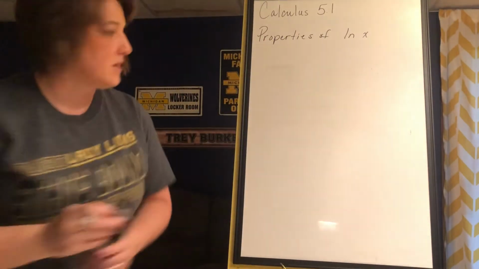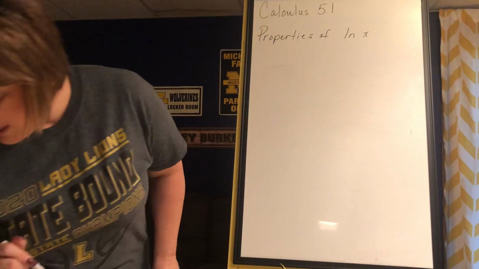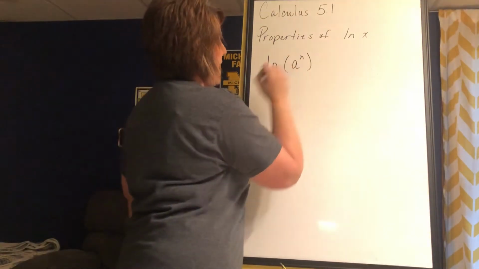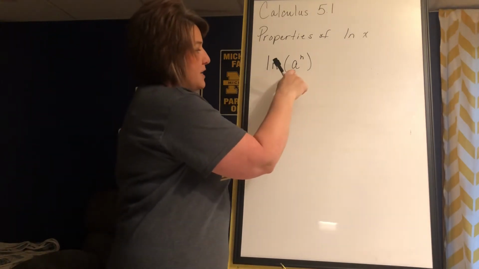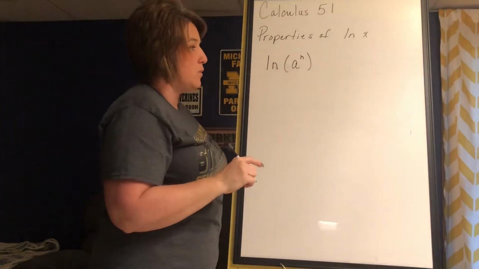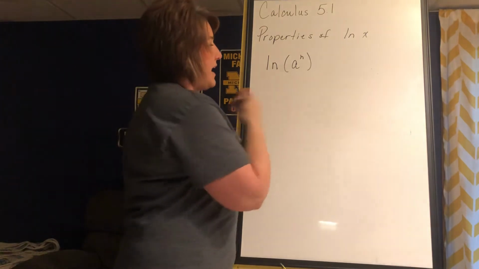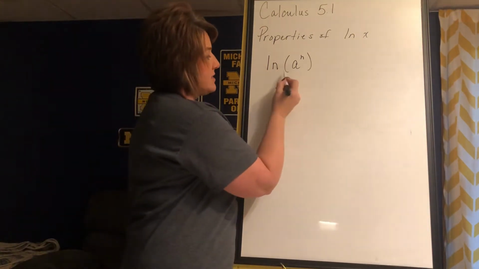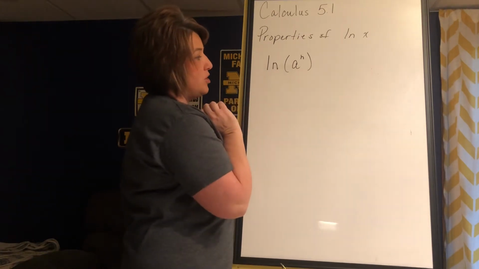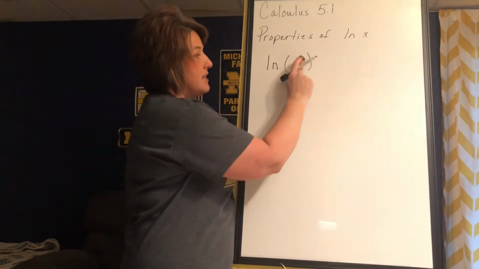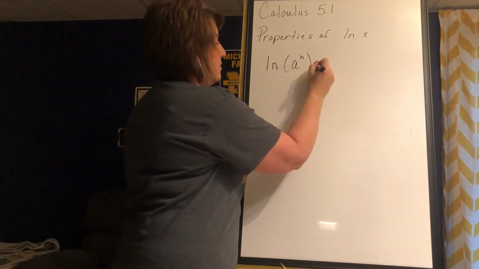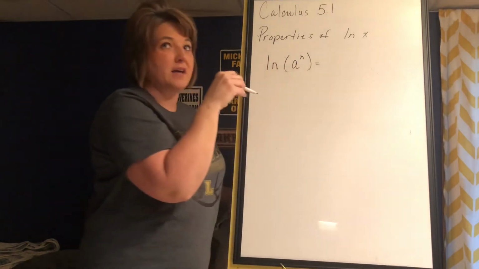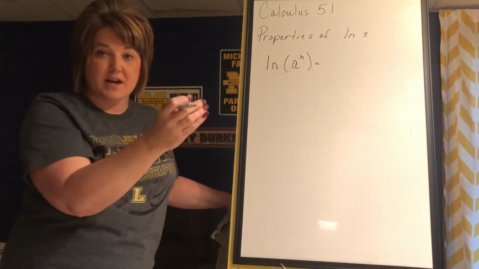If we have ln of a raised to the n power, so I have the ln of some number raised to a power, then we want to expand that as well. That is the same thing as a power to a power. So basically, it's saying what exponent can I put on a to get a to the n? Well, you're multiplying, so you're taking one exponent times the other exponent.